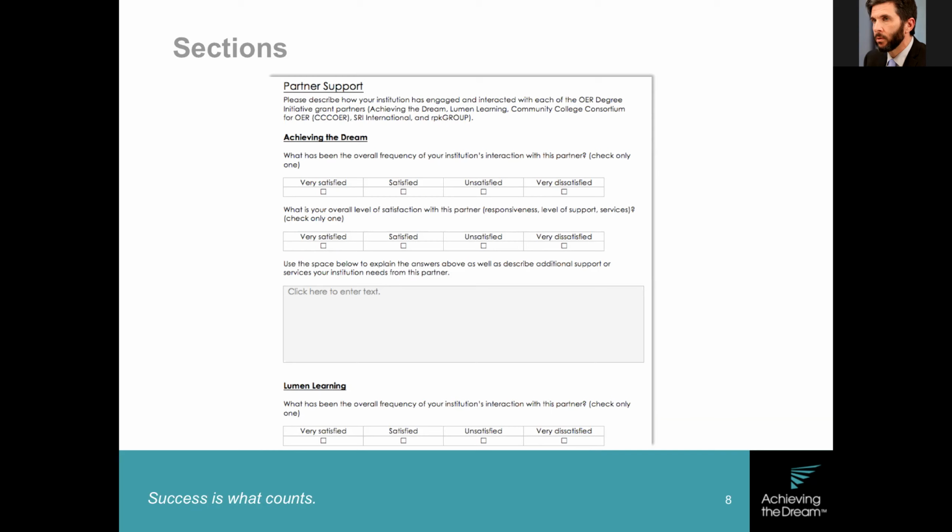So there's a rating, 2 ratings for each section for each partner: frequency of your institution's interaction and your level of satisfaction. Kind of broad, I know, but again, you can clarify any of these ratings in the notes section. And by the way, these notes sections on your form should expand. If you have any formatting issues, let us know. You should be able to enter your text into the gray areas. Those are the fillable areas, and they should respond to the text you enter there. But let us know if that's not the case.